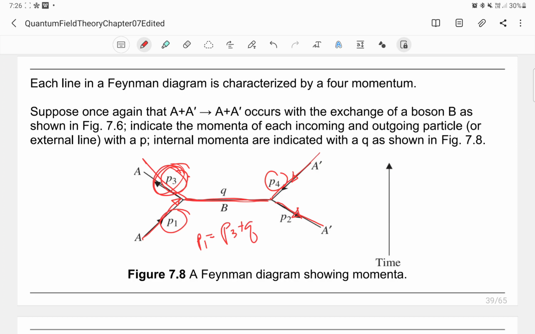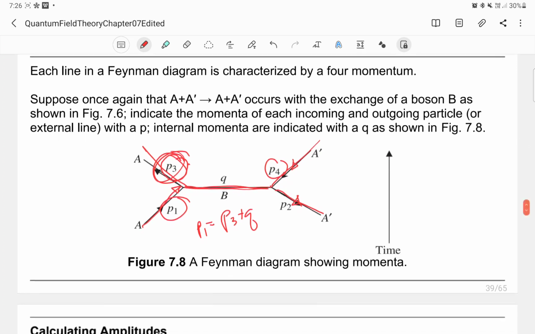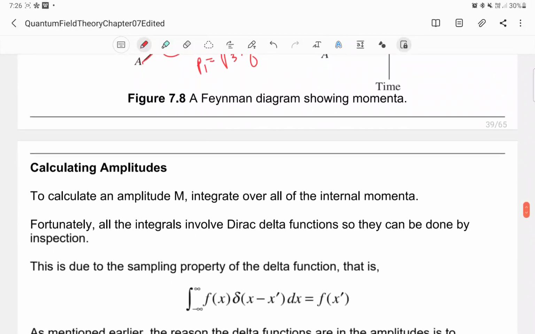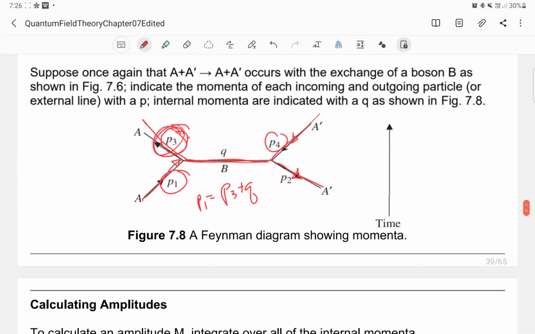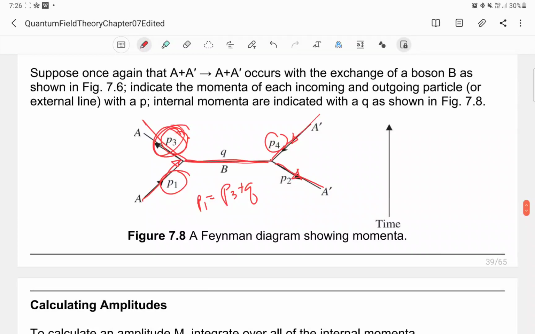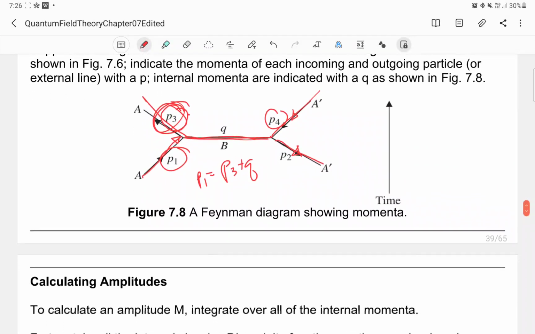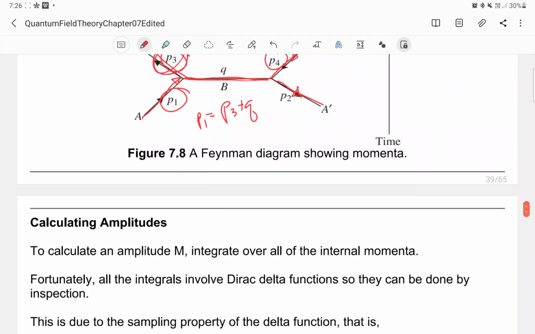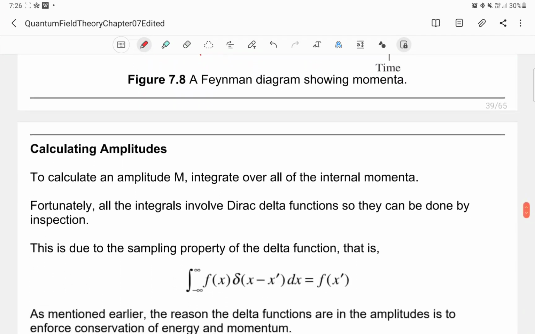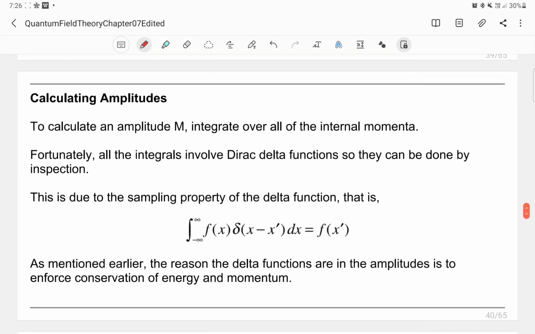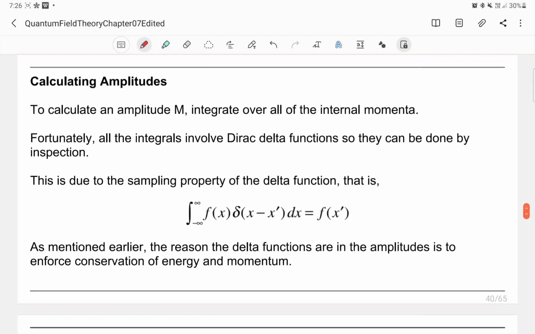So that's the Feynman diagram showing the momenta. And now we're going to calculate the amplitude, which is a very important quantity because it measures how prominent the interaction would be. The higher the amplitude, the more prominent. So we will calculate the amplitude M, and to calculate that we have to integrate over all internal momenta.